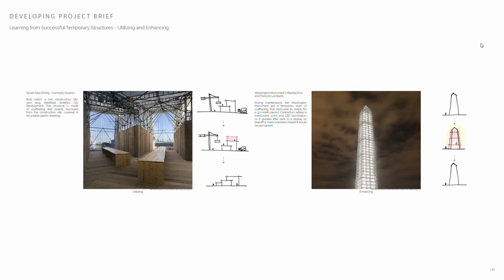Studio East Dining by Carmody Grove is a temporary structure that utilised areas of a construction site. This pop-up restaurant provided a unique dining experience on the roof of an unfinished building during the construction process. And finally, the scaffolding around the Washington Monument, designed by Drone Lombard, is an example of how temporary structures can enhance the beauty of a site. The scaffolding was put up for maintenance works, and contractors added LED illumination so it glowed after dark in a display so beautiful many onlookers hoped it would be permanent.